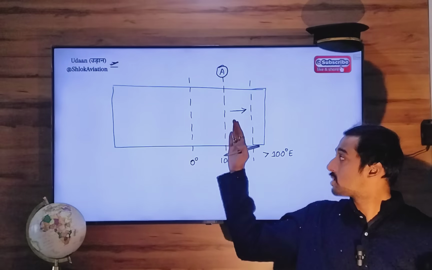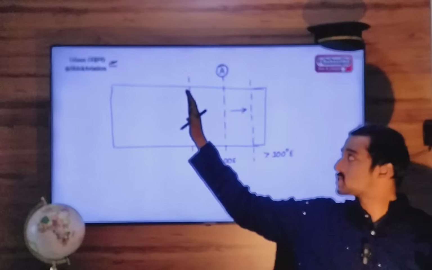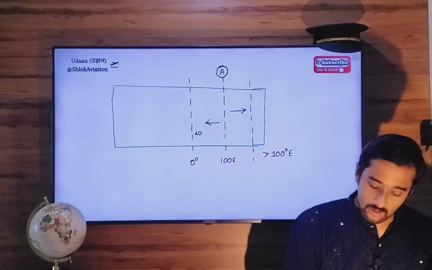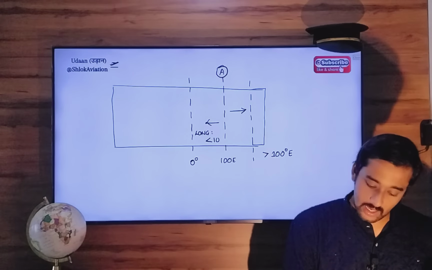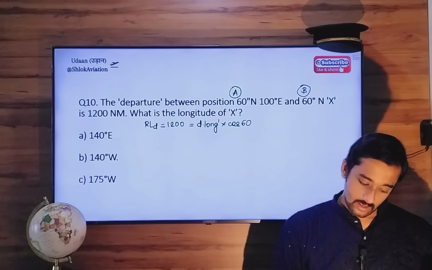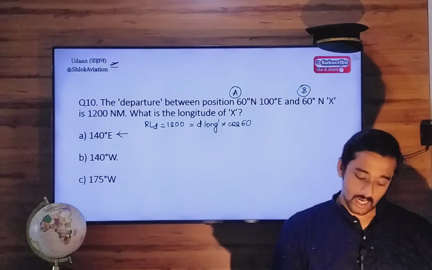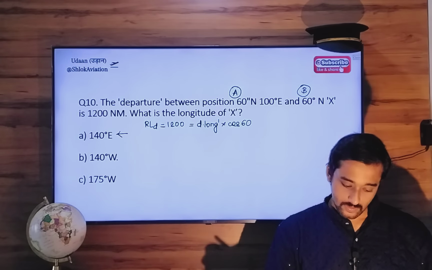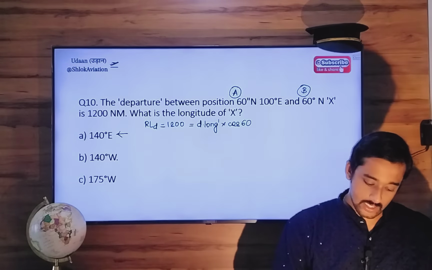If the second longitude is to the west of this longitude, but in the eastern hemisphere itself, not in the western hemisphere, it will have a longitude value which is less than 100 degrees east. Now look at the options here. We have one value which is more than 100 degrees east, that is 140 east, and the other two longitudes are in the western hemisphere. Let's first find out this.